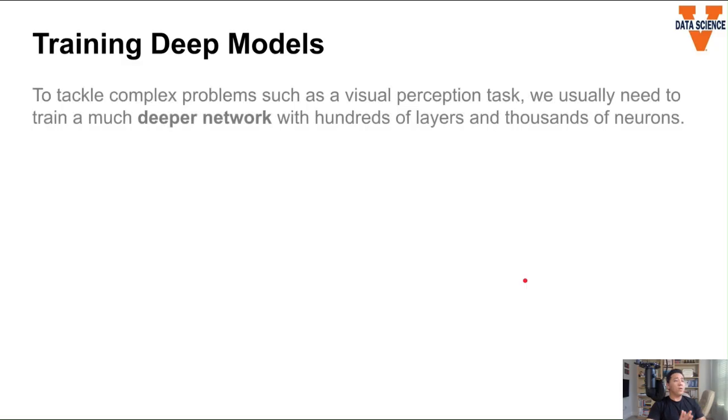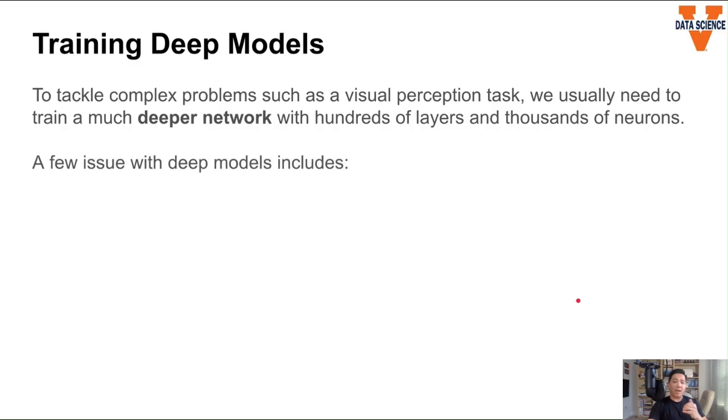So training a deep model that is able to tackle a complex problem, such as a visual perception task, typically you need to train a very deep network with perhaps even hundreds of layers and thousands of neurons. And training a deep network comes with some issues. First, the training can be extremely slow. And as we will see firsthand, this does take time.